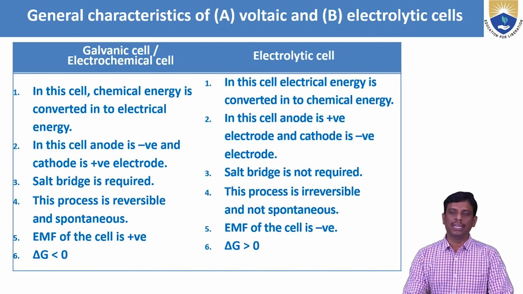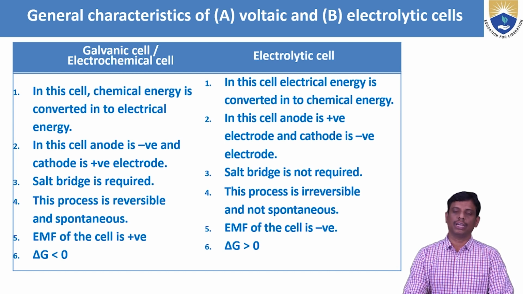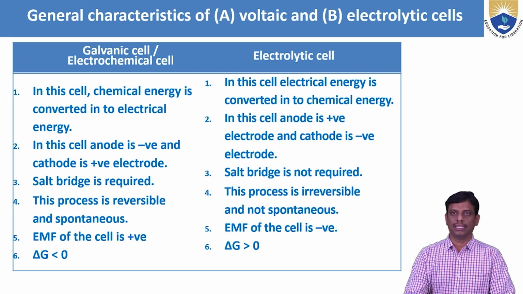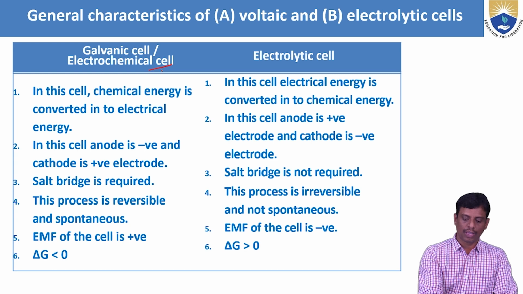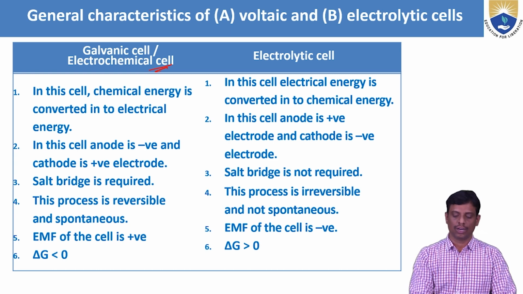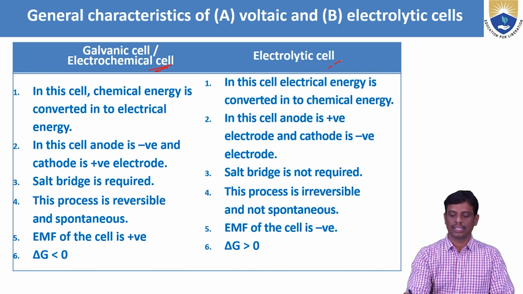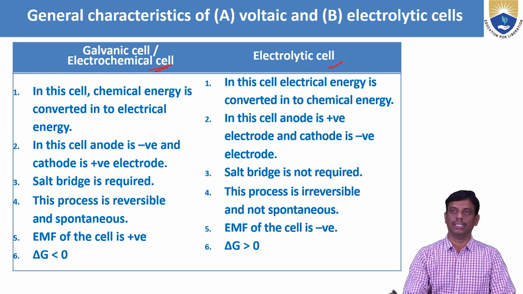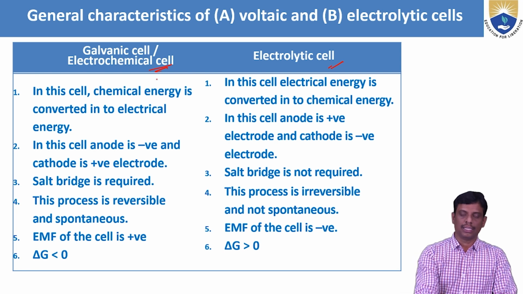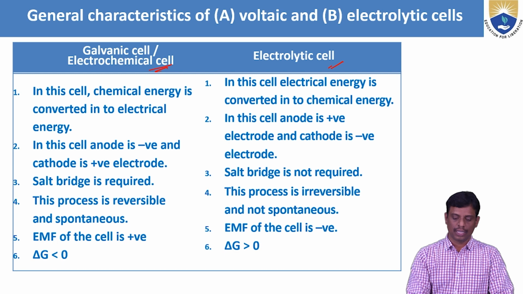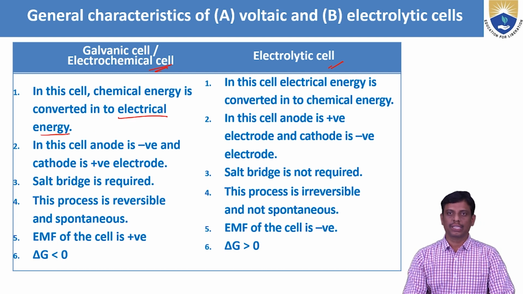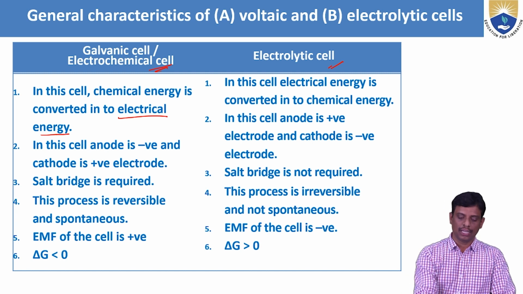Now, what are the main differences between the Voltaic and electrolytic cell? The electrochemical cell is nothing but the Voltaic cell, or galvanic cell. And the other cell is the electrolytic cell. In the electrochemical cell, chemical energy is converted to electrical energy. So that is the electrochemical cell.